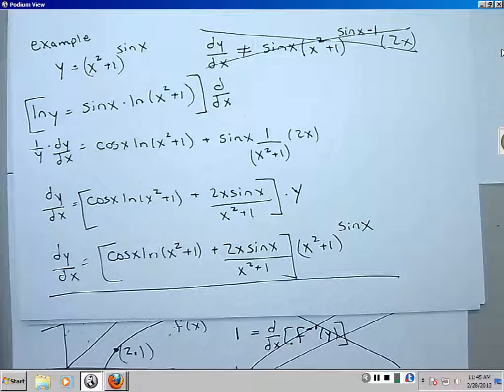So the derivative of ln of x squared plus 1, the ln function is 1 over, right? So I have 1 over evaluated at the inside, hence the derivative inside. So you guys see that?